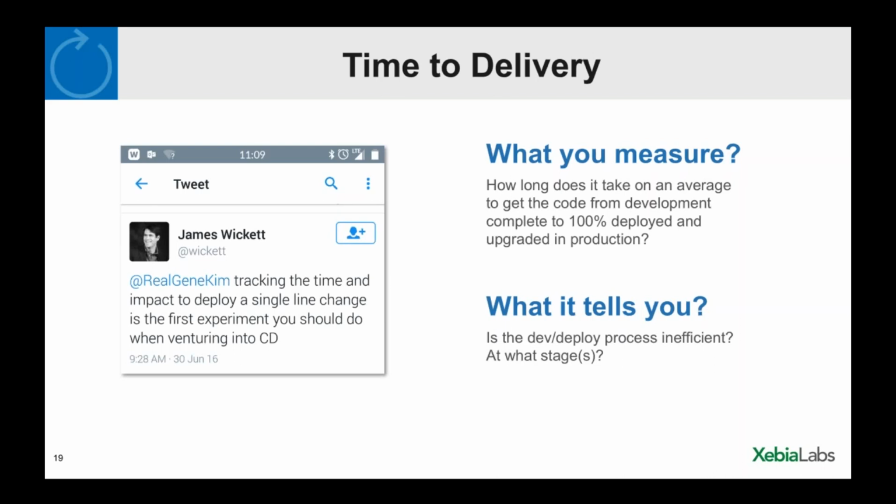So from the time I take the code from development complete, right, so it's handed off from the developer, all the way through the process to 100% deployed and upgraded in production, gives you this kind of time to delivery metric, okay? What does this tell you? Well, it's going to tell you where are the efficiencies in your process, right, and at what stage specifically? So it's helpful to understand, am I getting faster? Right, so you want to see your time to delivery decreasing. If you're optimizing that process, it would be a reasonable expectation that that would decrease.